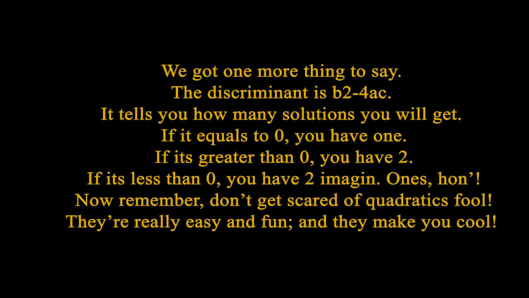We got one more thing to say. The discriminant is b squared minus 4ac. It tells you how many solutions you will get. If it equals 0, you have 1. If it is greater than 0, you have 2. If it's less than 0, you got 2 imaginary ones.